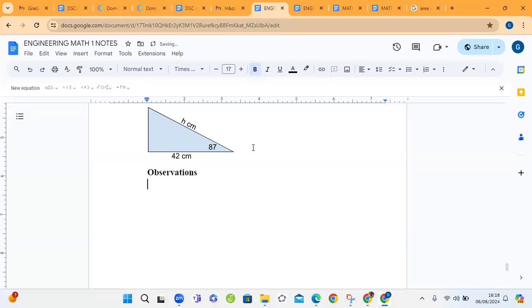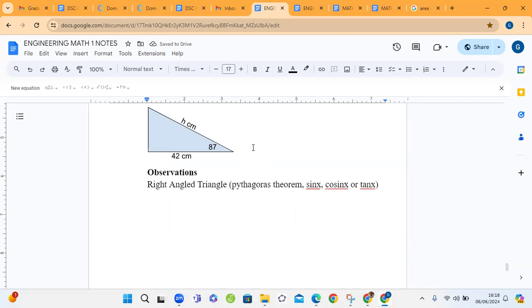So first, you notice that this is a right angle triangle. So therefore now, you know for sure to solve this triangle, you may have to use Pythagoras theorem, sine of x, cosine of x, or tangent of x. Now, which of the formulas are you to use?